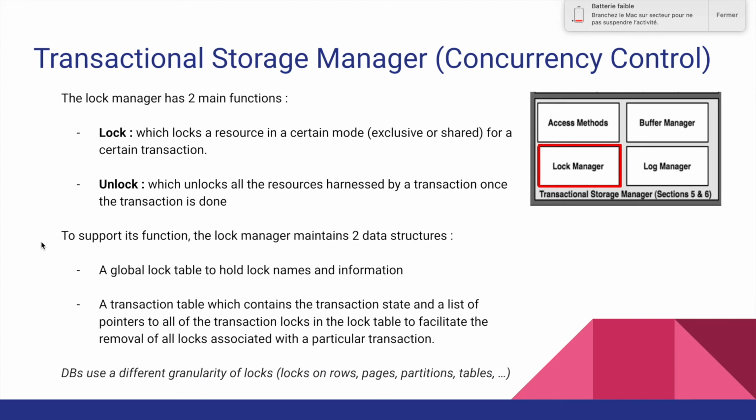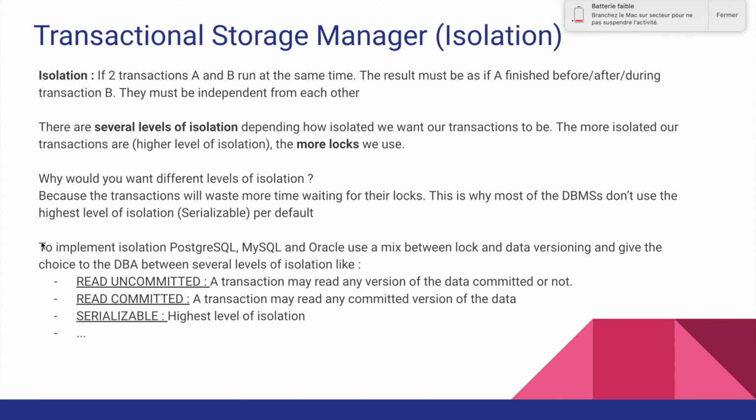Now that the concurrency between two transactions is being taken care of by the lock manager, we will see how this applies to the isolation property of the ACID transactions. So if two transactions A and B run at the same time, the result must be as if A finishes before or after or during transaction B. It shouldn't matter. That's the isolation, and it's implemented by the lock manager, as we saw in the previous part.